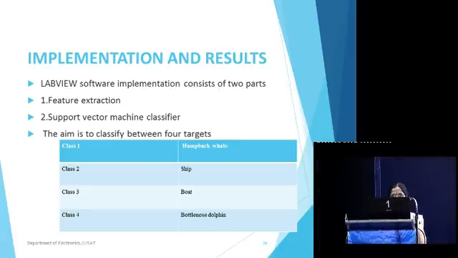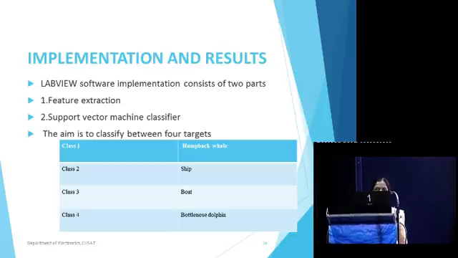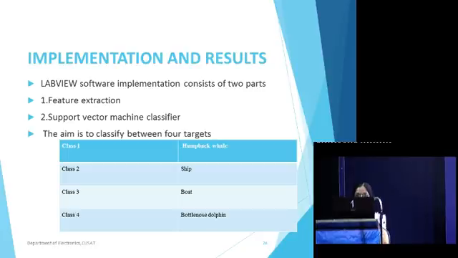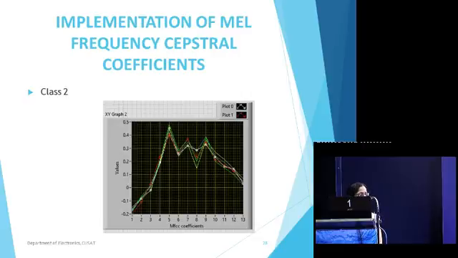Then implementation and results. I implemented the simulation system using LabVIEW Real-Time. The LabVIEW software implementation consists of two parts, mainly feature extraction and support vector machine classification. My aim is to classify between four targets, that is class 1, class 2, class 3 as shown in the figure. I have used 70% of the data for training purposes and 25% for testing purposes. The figure shows a plot of the MFCC coefficients obtained for class 1, then for class 2, class 3 and class 4.